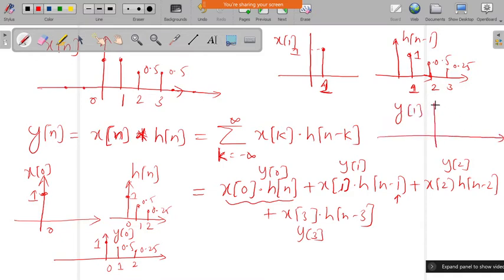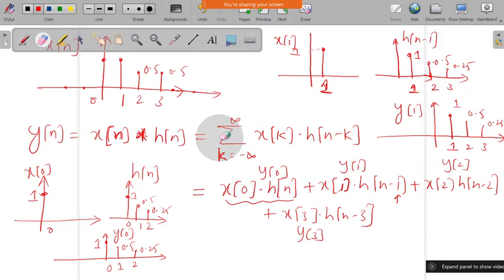So now y of 1 is actually 1 into 1, 1. The index value where it is starting you need to see. Don't look at the index value of x of 1, look at the index value of h of n minus 1. We are multiplying this x of 1 with the whole h of n minus 1. So at 1 you will have 1, then 1 into 0.5, at 2 it will be 0.5, and at 3 it will be 0.25. Now this is your y of 1.